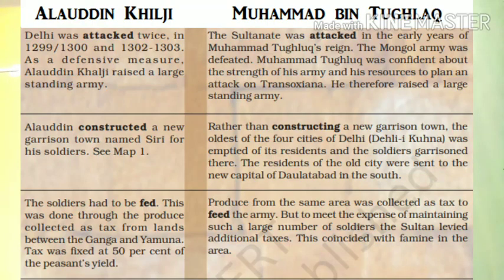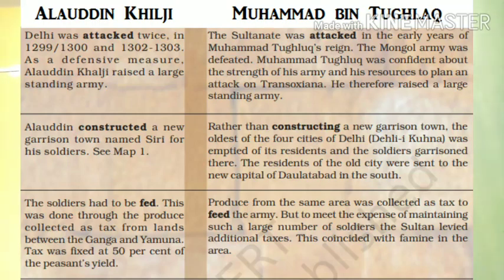Now let's look at the second point. Alauddin constructed a new garrison town named Siri for his soldiers. So Alauddin Khilji, as a defensive measure, constructed a new town called Siri, which was fortified, a garrison town in which only soldiers would live.